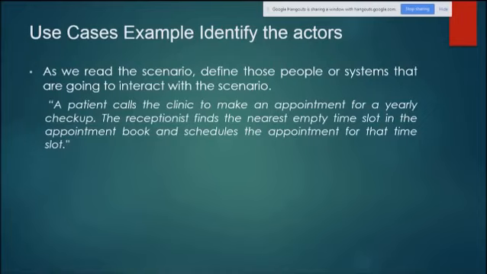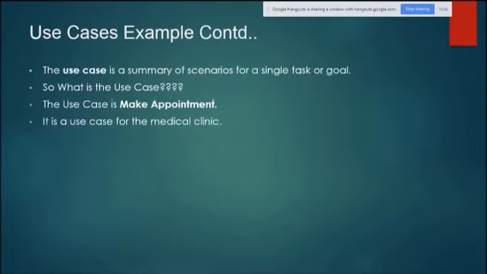A patient calls the clinic. So who is trying to gain the access to the system or the scenario? We can easily get the answer in the first line itself, in the second word itself, a patient. So patient here refers to the actor. Make an appointment for a yearly checkup. The receptionist finds the nearest empty time slot in the appointment book and schedules the appointment. So we read our scenario. Who is the actor? The actor is the patient here. So we represent patient by means of this stick diagram. So patient is the actor in our example.